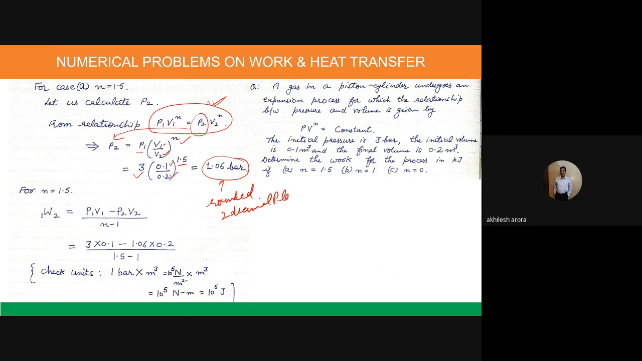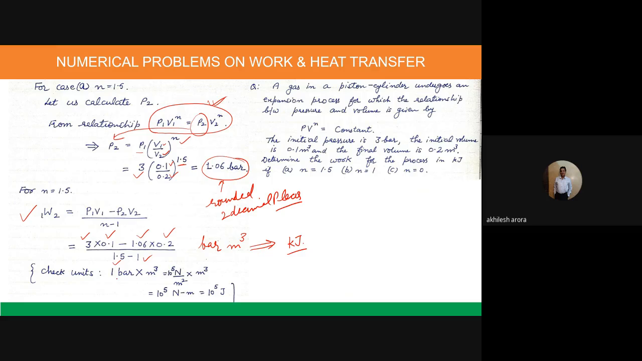Okay, this has been rounded to two decimal places. So now we can put all the values here: P1 is 3 bar, V1 is 0.1, P2 is 1.06, V2 is 0.2, and 1.5 minus 1. So we can calculate this value, but it will come in bar meter cube, and we have been asked to calculate this value in kilojoules. So let us see how to convert bar meter cube into kilojoules.